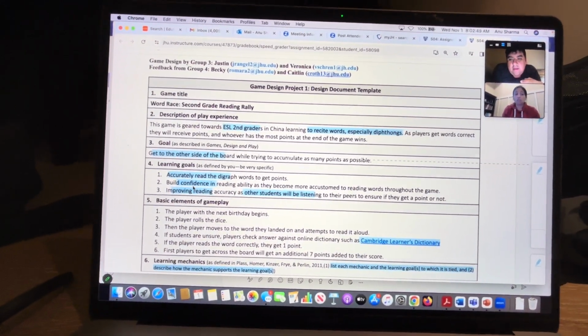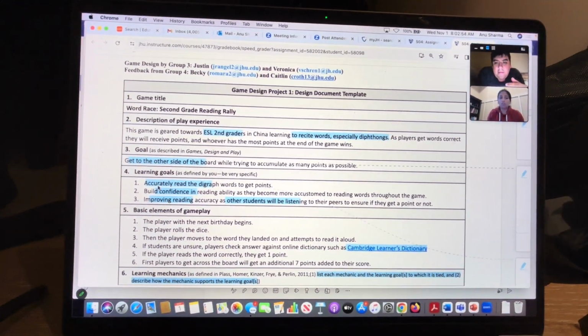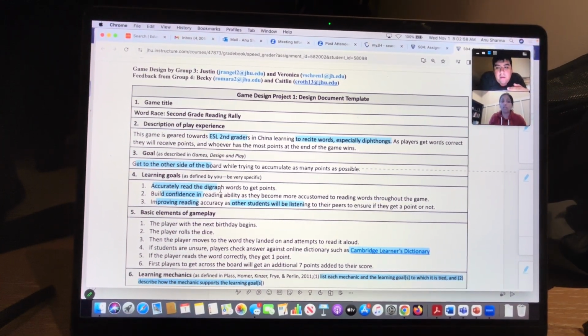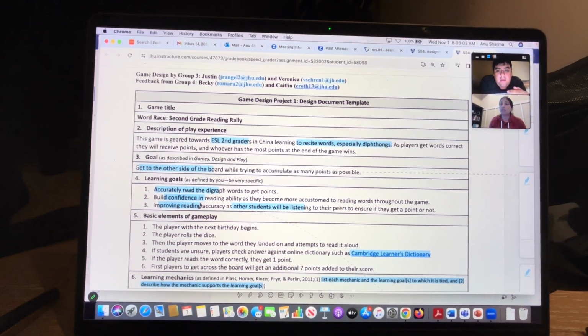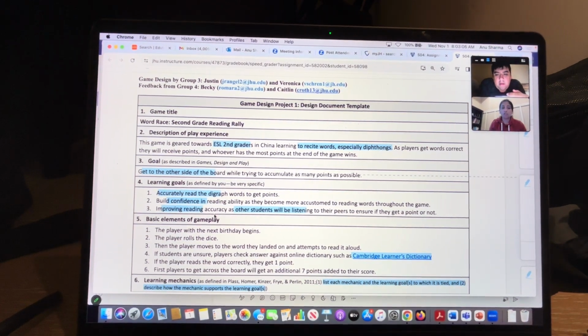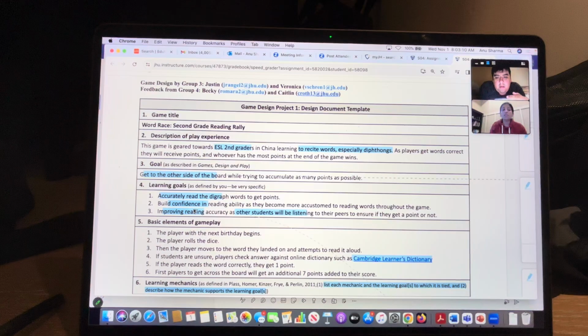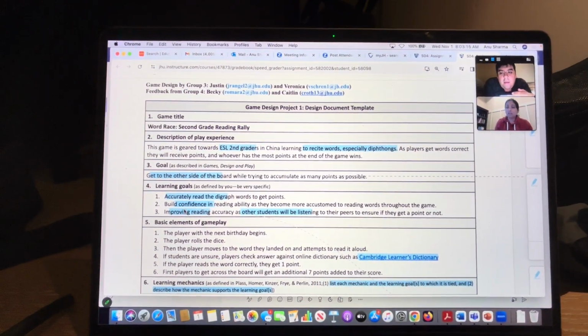So basically, okay, keep going. I'm sorry. Yeah. So, accurately read the diagram. Okay, this is the only thing that makes sense. Build confidence. This is not a learning goal. I see what you mean. Improving reading accuracy, as other students will be listening to their peers. Okay, no. I think number 3 is part of number 1, right?